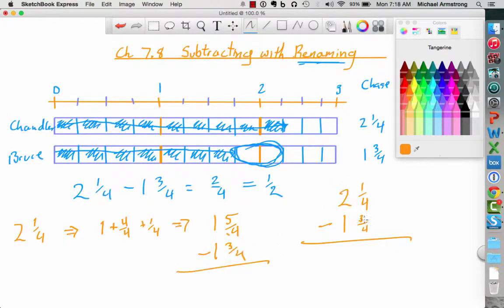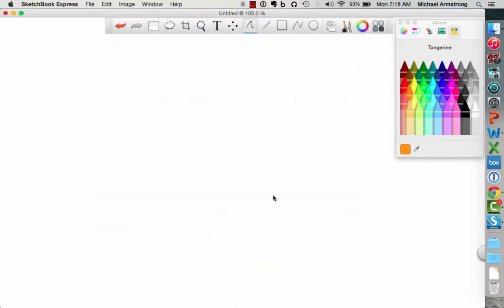Okay, remember I couldn't do it here. I can't take 3 away from 1, but I can do it here. 3 from 5. 5 take away 3 is 2/4. And 1 minus 1 is 0, so 2/4 is what we got. That was our answer right here. And then it equals 1/2. Okay? So that's what we're going to do.